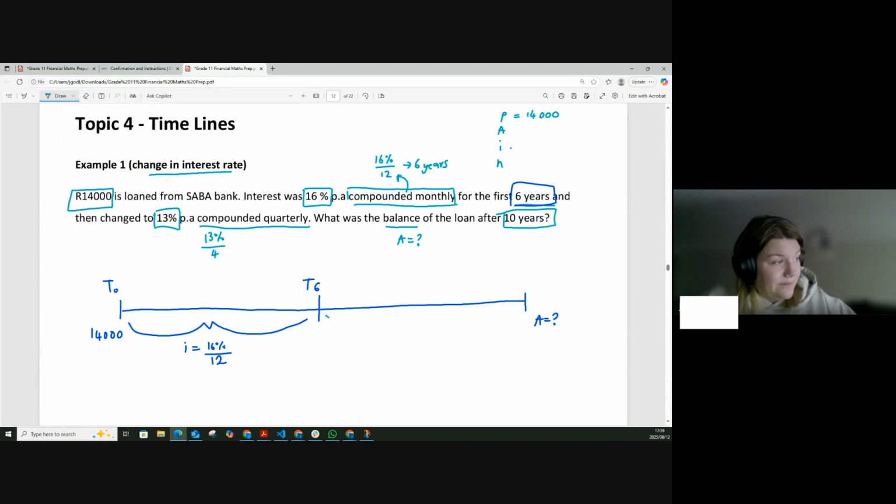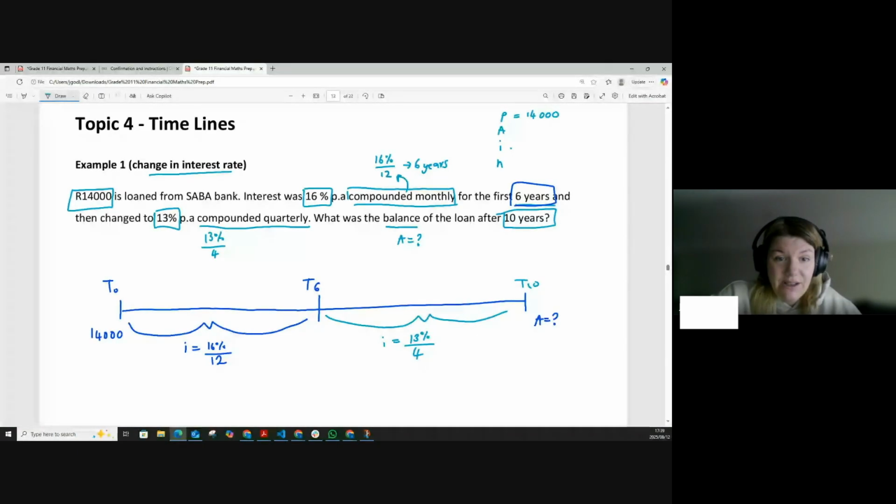Then, if this is T10, my interest rate became 13% compounded quarterly. So we've written it as a fun little timeline. We've put all of that information into a picture to help us figure out what's going on. And now what we need to do is actually get the answer. But now that we have a picture, it's not so scary.